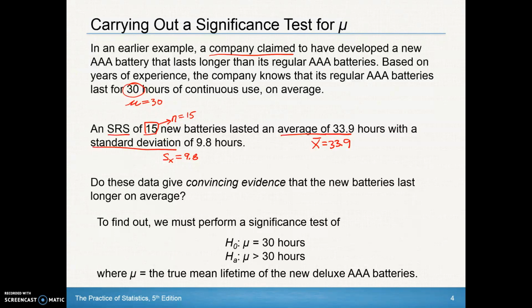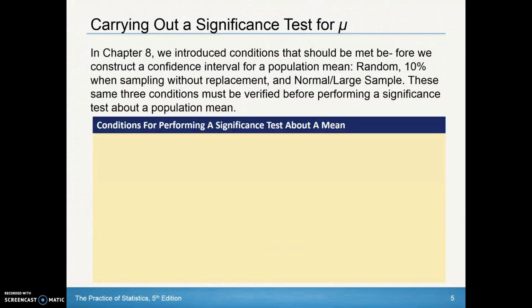Well, what we would do is perform that significance test in our first box of the 4-step process. This is where we're going to put our null hypothesis and our alternative hypothesis. We'd also identify the population of interest and the parameter of interest, and identify what our alpha level is at this point. But we're not going to do this problem right now.